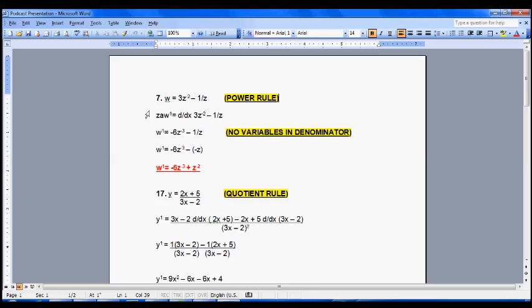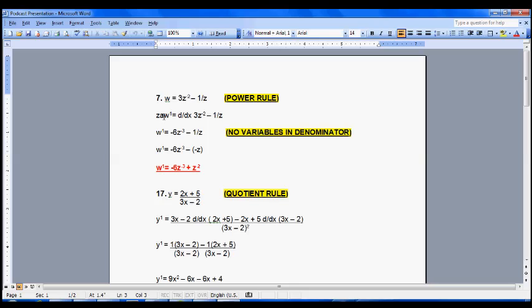So anyways, let's go. First I started out with number 7, and number 7 is w equals 3z to the negative second minus 1 over z. And in this problem we're going to be using the power rule. The power rule is basically when you take the exponent, multiply it by the number in front, and then subtract the exponent by 1.